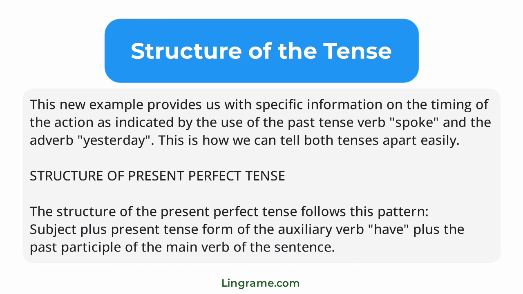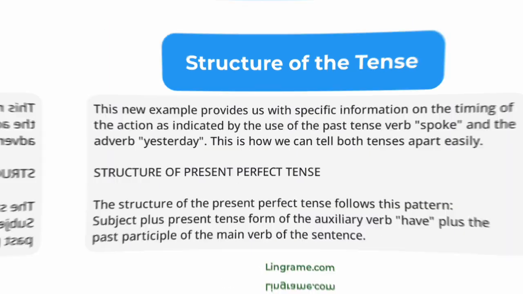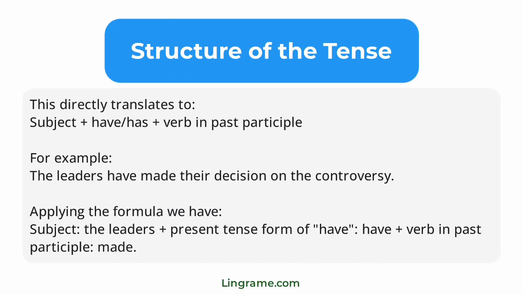Structure of present perfect tense. The structure of the present perfect tense follows this pattern: subject plus present tense form of the auxiliary verb, have, plus the past participle of the main verb of the sentence. This directly translates to subject plus have or has plus verb in past participle. For example, the leaders have made their decision on the controversy. Applying the formula we have subject, the leaders, plus present tense form of, have, plus verb in past participle, made.